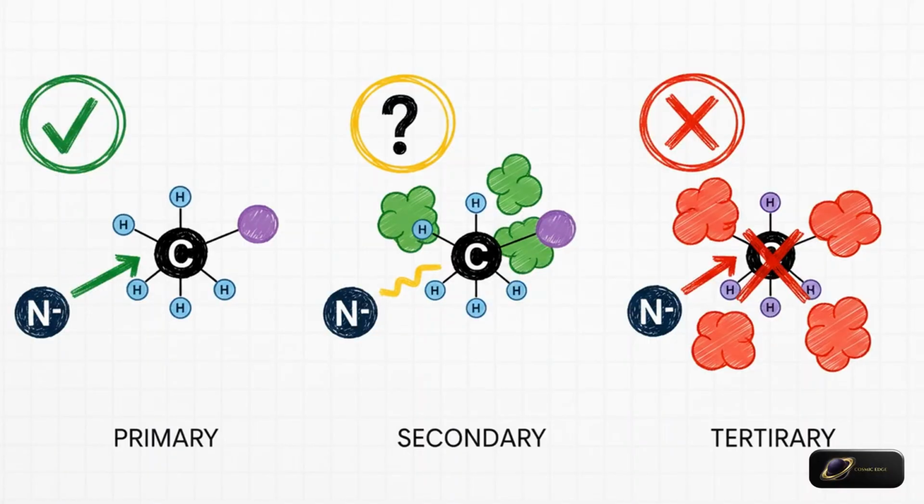Now, because the SN2 reaction needs that clear path for a backside attack, any extra clutter around the carbon atom just gets in the way. Chemists call this steric hindrance. So a simple primary haloalkane with lots of open space reacts the fastest. A big, bulky tertiary one, it's the slowest, because the attacker just can't squeeze in there. So for SN2, always remember, less clutter is way better.